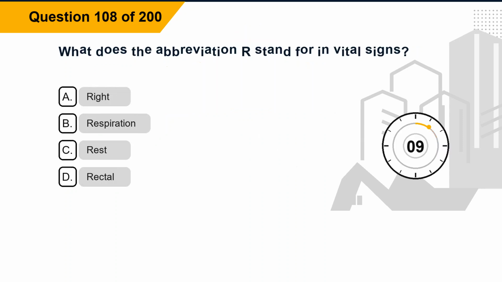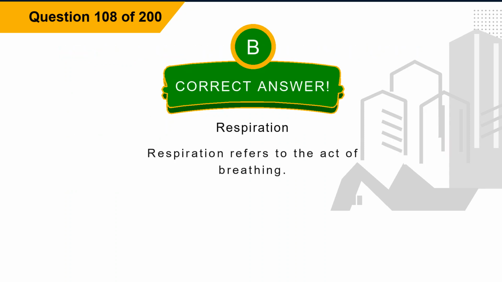Question 108. What does the abbreviation R stand for in vital signs? Option A, right. Option B, respiration. Option C, rest. Option D, rectal. The correct answer is option B, respiration. Explanation. Respiration refers to the act of breathing.